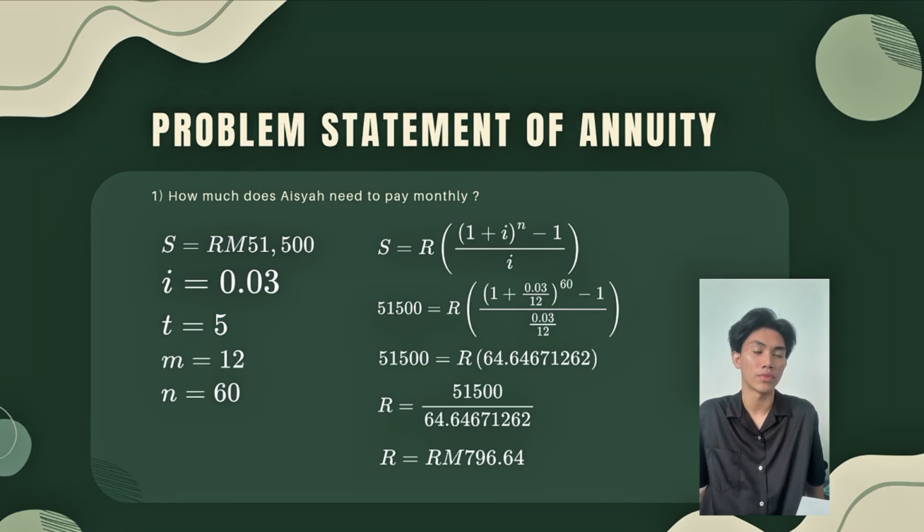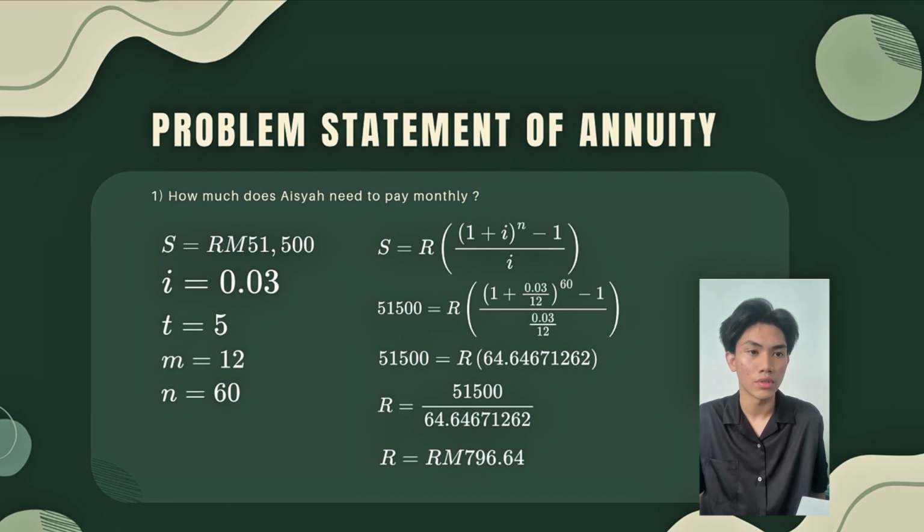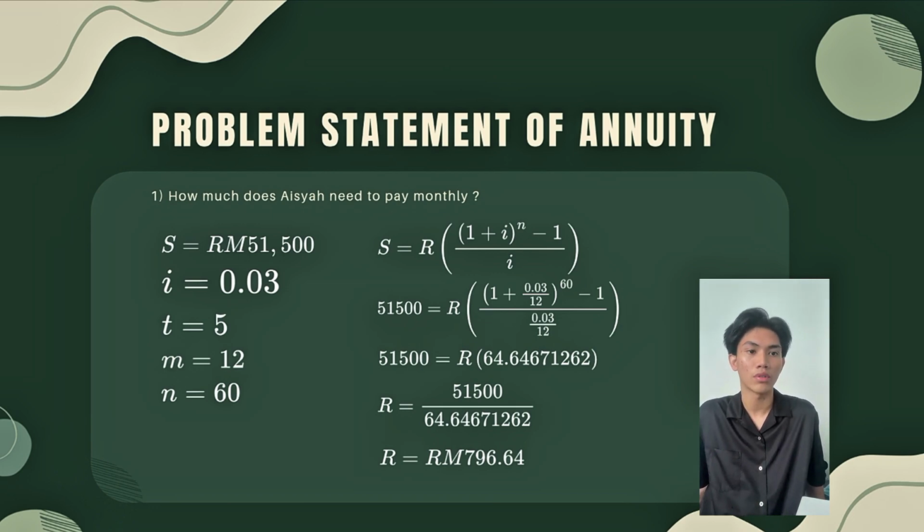So for the question, we use formula R. We need to find R. So S equal to RM 51,500, I equal to 0.03, T equal to 5, M equal to 12, N equal to 60. So insert all information to the question.